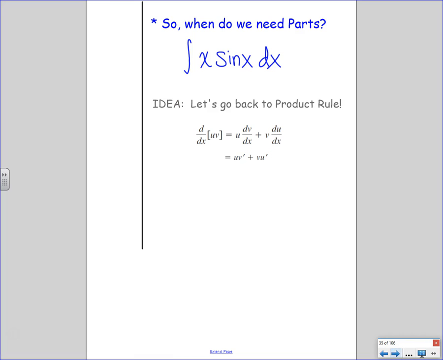Okay, integration by parts. When do we need it? There's an example, and this is one where you might get stuck, and you should get stuck, because there's no other way to solve it without the new method. What is different about the trickiness of this one than the others? There's no way to substitute or split it up.